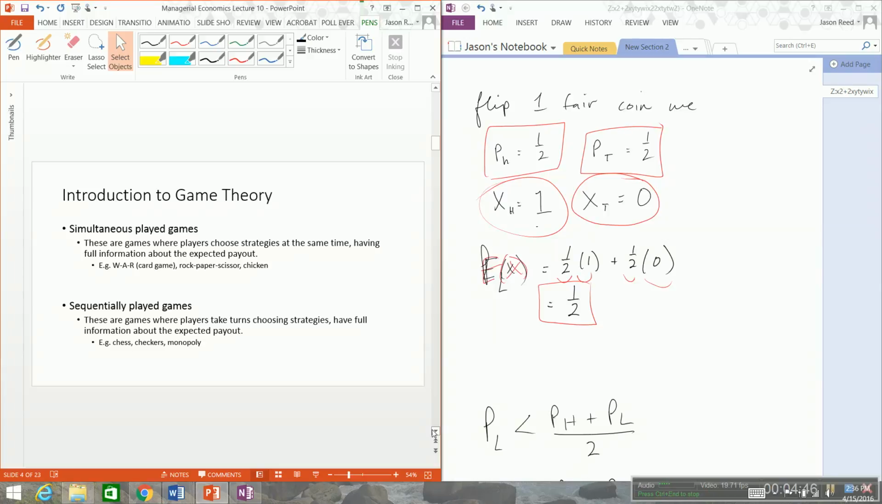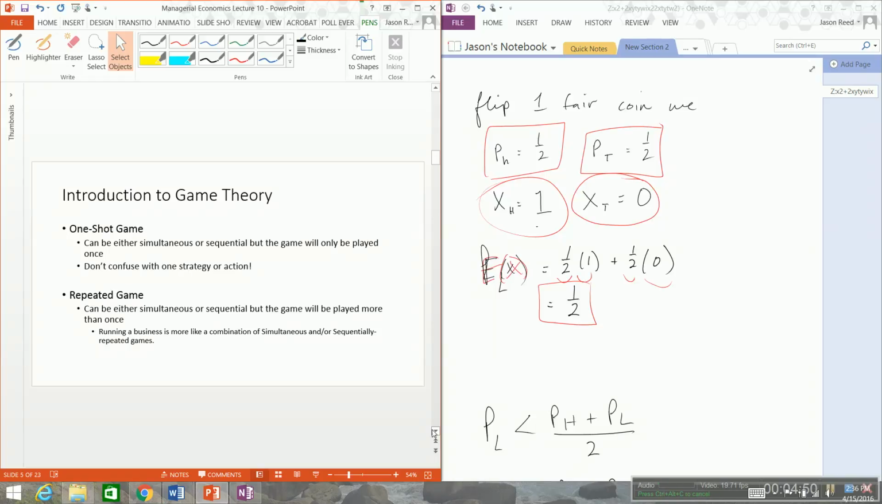Chess, checkers, Monopoly, things like that are going to be played sequentially. So depending on how many times we play these simultaneous or sequential games, we have another name for that. The first is a one-shot game. Now, a one-shot game can be either simultaneous or sequential, but the game is played only once.